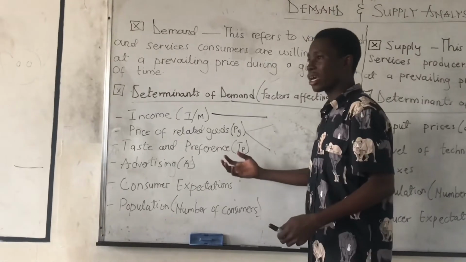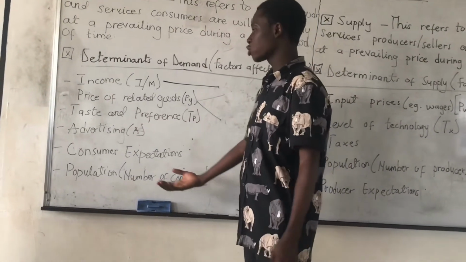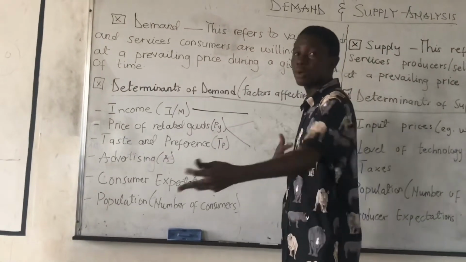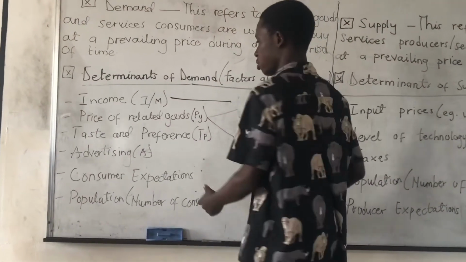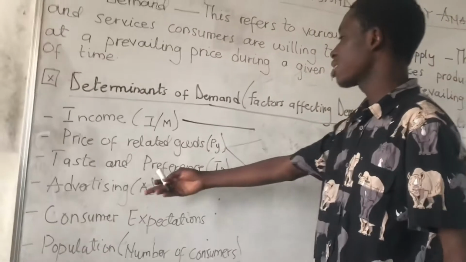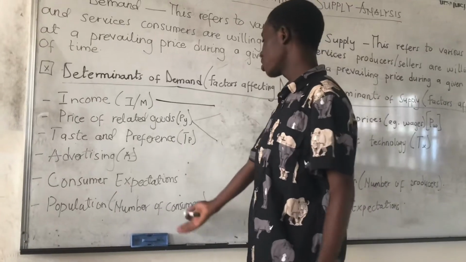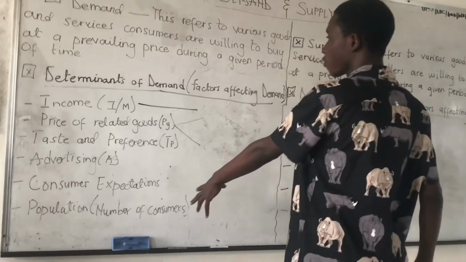Someone might prefer Ideal Milk, someone might also prefer Carnation Milk. It all depends on the taste and preference they have for that particular good. So we have income, price of related goods, taste and preference, advertising, consumer expectation, and population, which is the same as number of consumers.